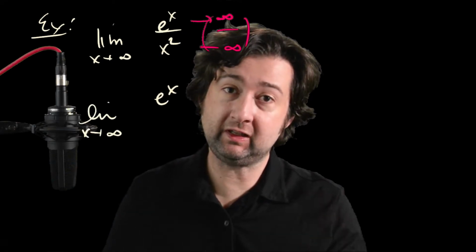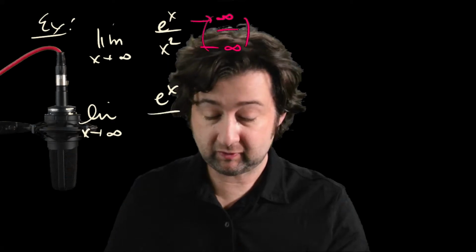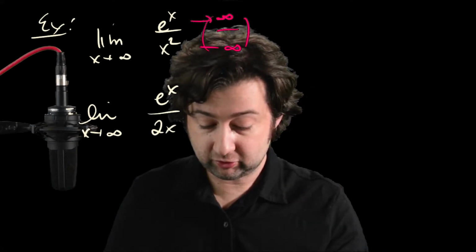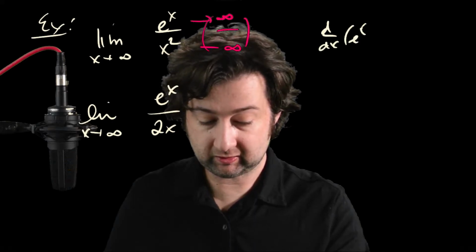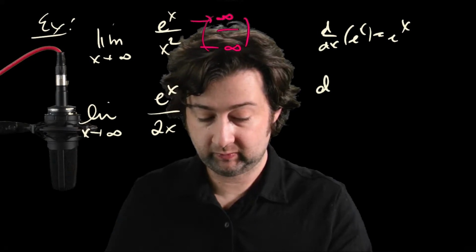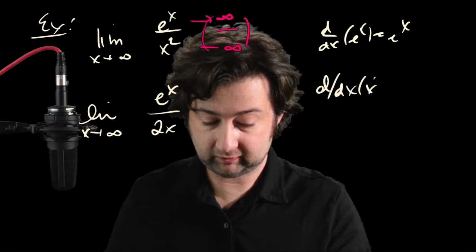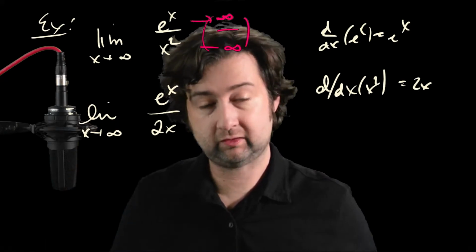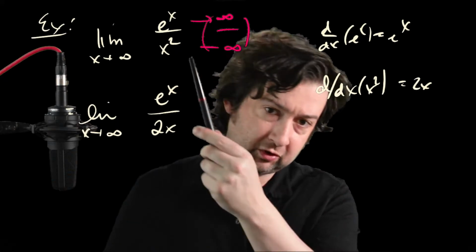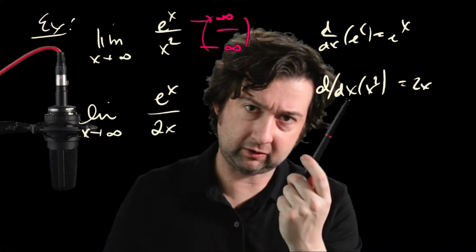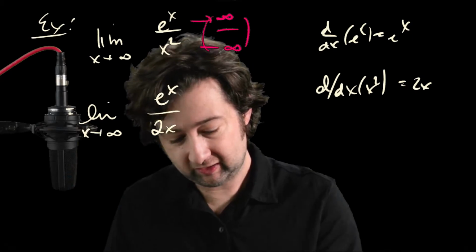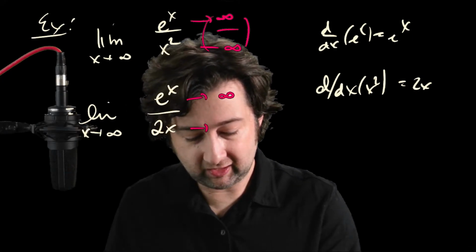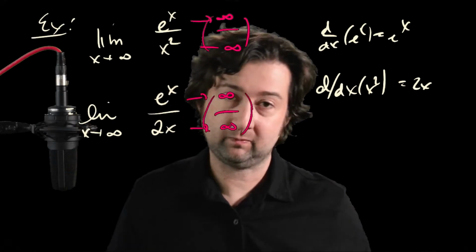Well, the derivative of e to the x is e to the x. And the derivative of x squared is 2x. So what I've used here is d by dx of e to the x is e to the x, and d by dx of x squared is equal to 2x. So I'm replacing the original ratio with this ratio that I built out of the derivatives. The problem is this is also indeterminate because this goes to infinity and this still goes to infinity.